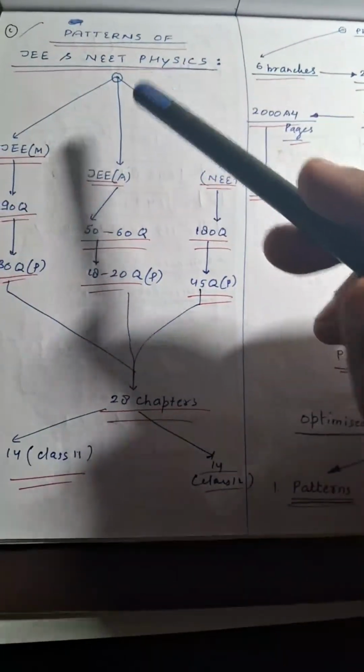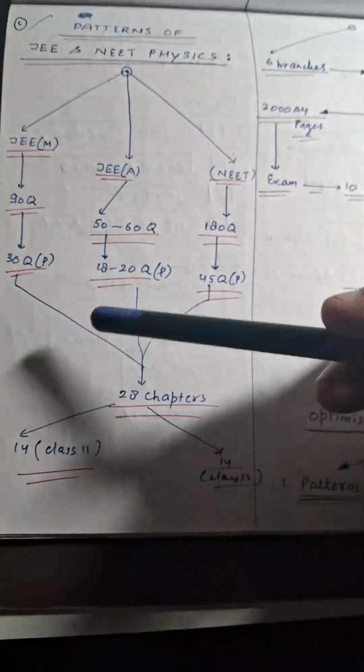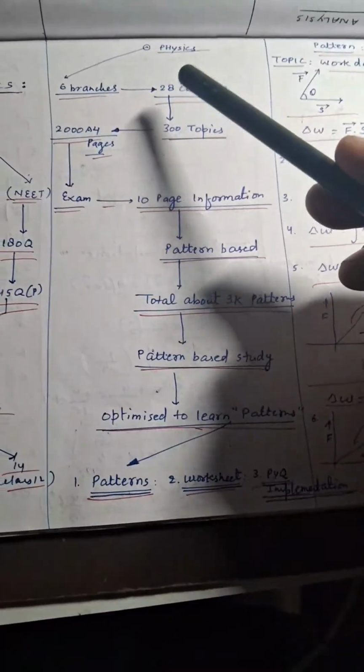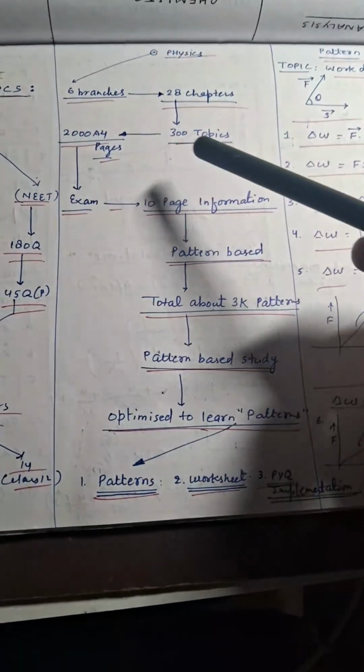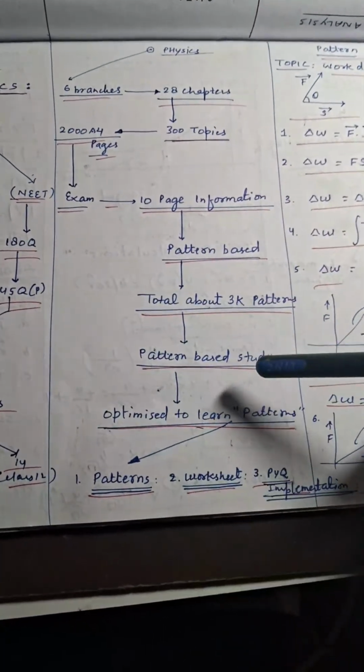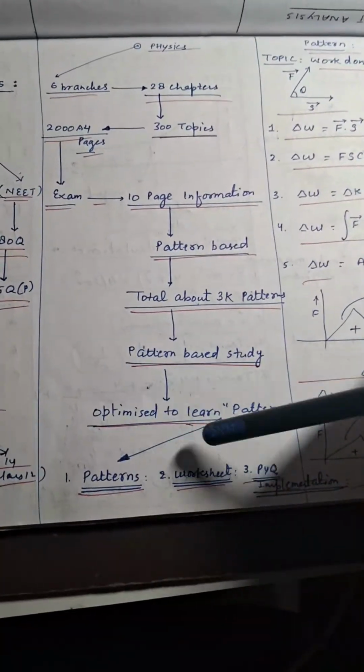Then we have patterns of JEE NEET physics: total analysis, number of questions, number of hours, total chapters, and statistical analysis of physics as a subject, comprising 6 branches, 28 chapters, 300 topics, and 2000 A4 size pages. The exam comes from 10 pages. So pattern based, total about 3k patterns. Pattern based study is something which is needed to optimize your study plans.